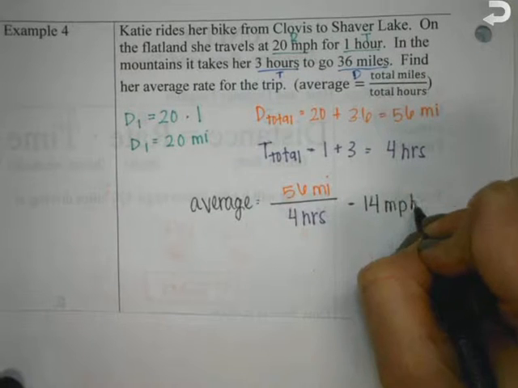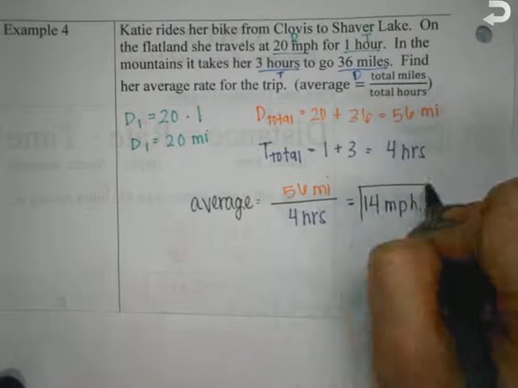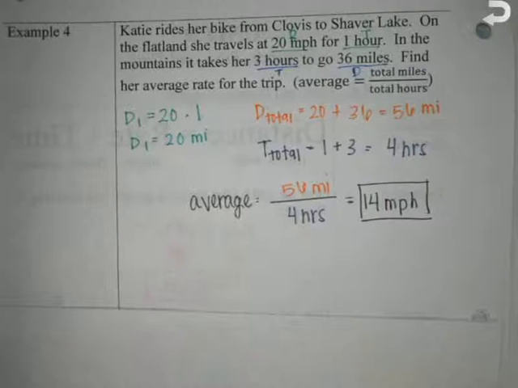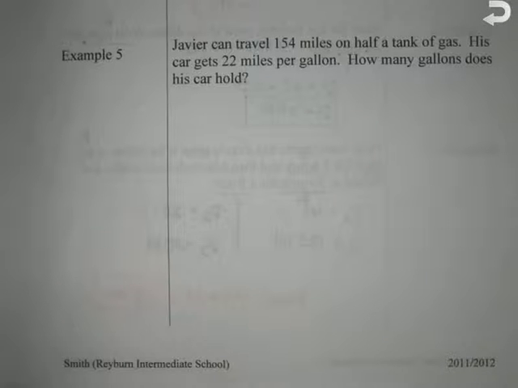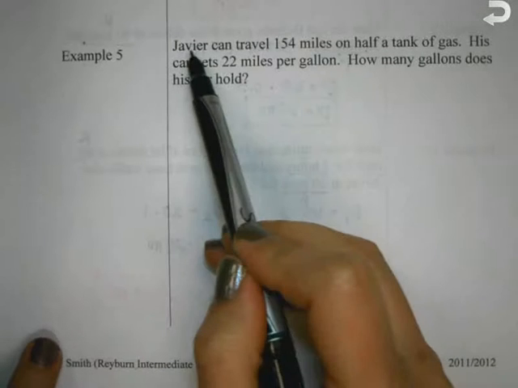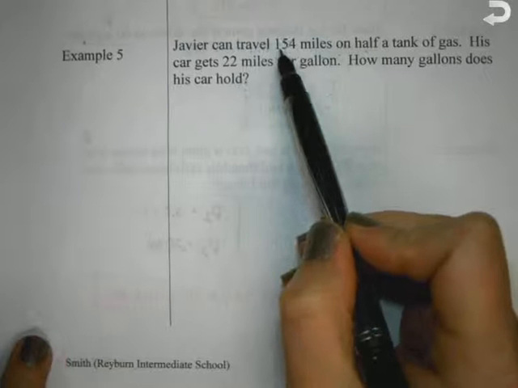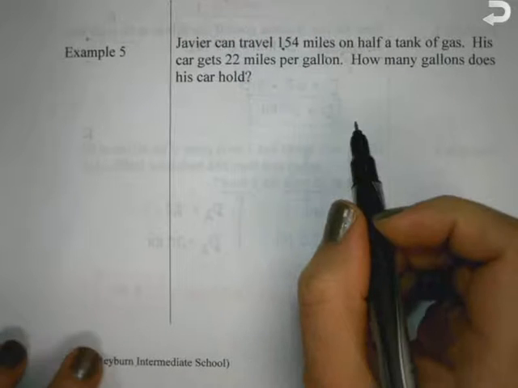First of all, we can also use the distance, rate, and time formula for things that are not necessarily distance, rate, and time. So let's read example 5. Javier can travel 154 miles. Is that a distance, rate, or time? That's a distance. On half a tank of gas. This is just half of his tank.